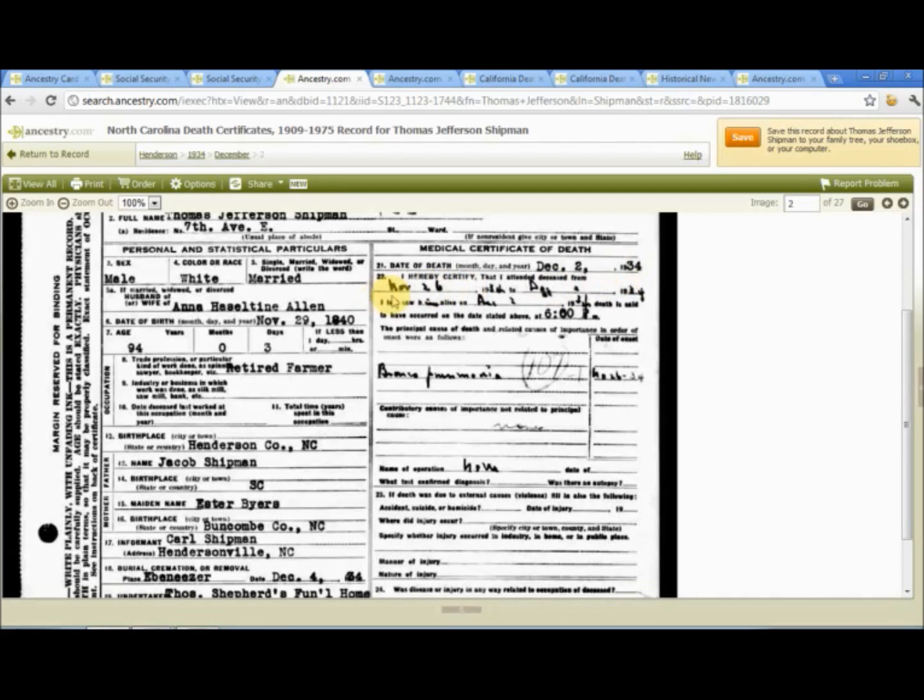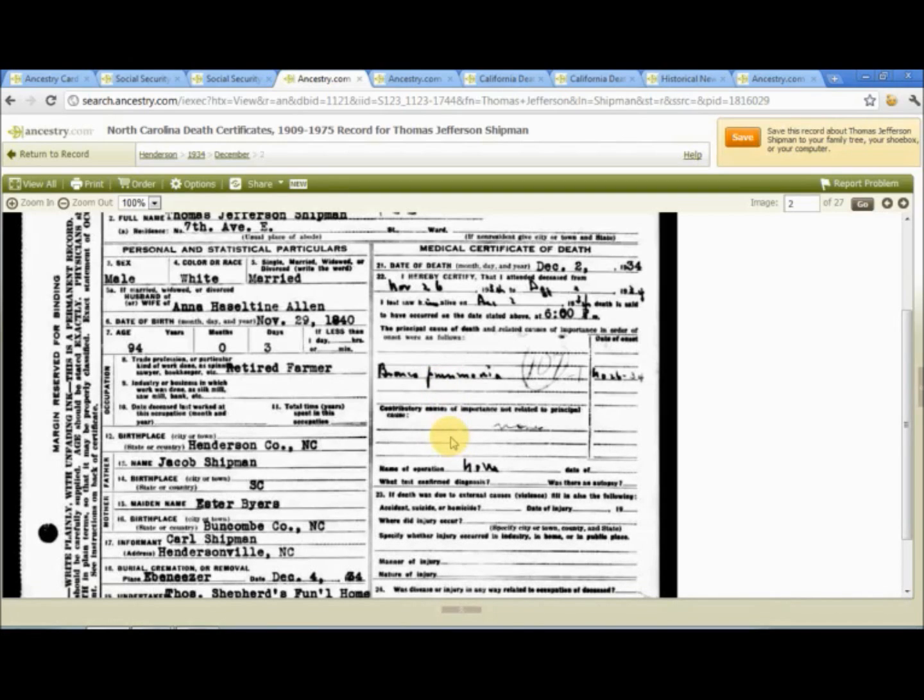The doctor certified that he was treating the deceased from November 26th through December 2nd. So he was sick for about a week, it looks like, before he passed away. The cause of death is listed here, which in this case is bronchopneumonia. Now, there will be some circumstances where it'll list a primary cause of death or a principal cause of death, and then just below that, it will list contributory causes.